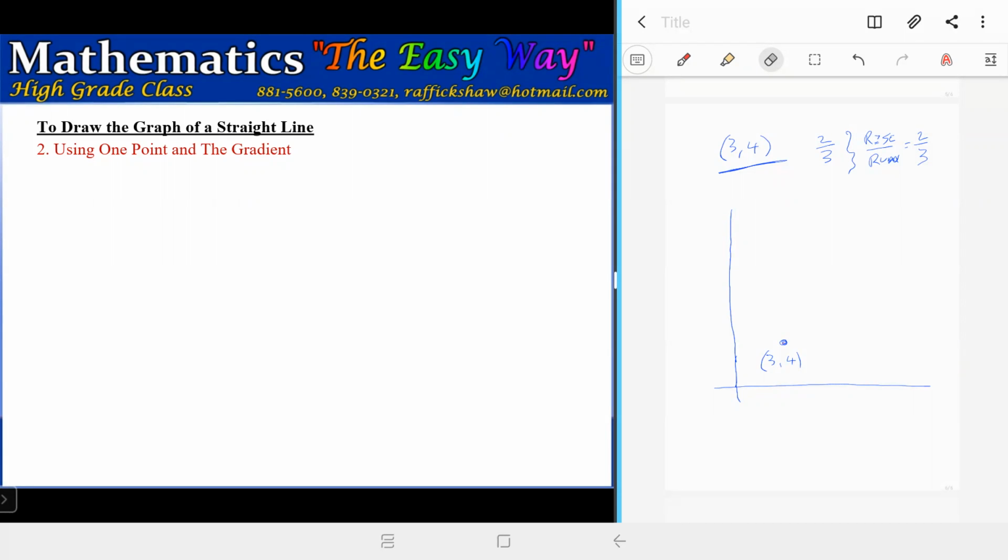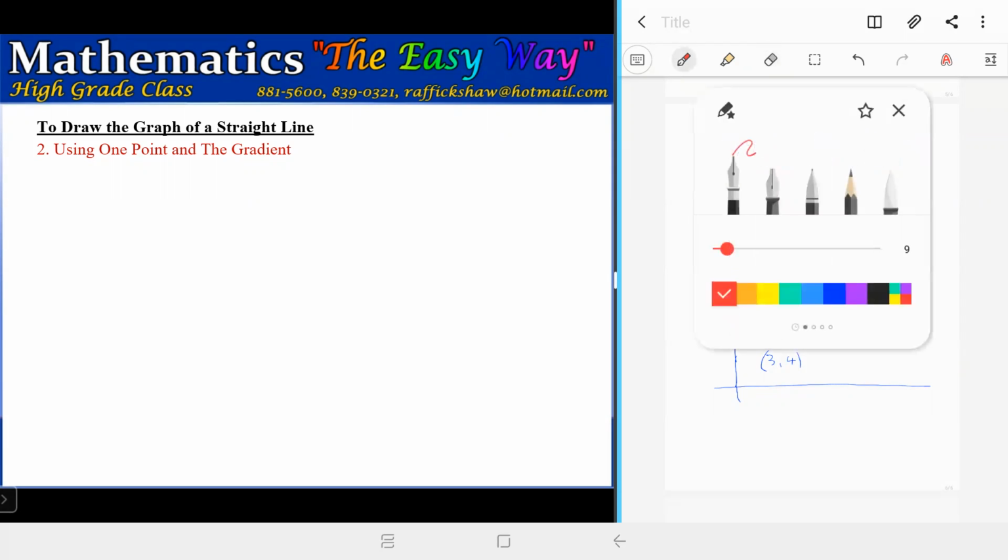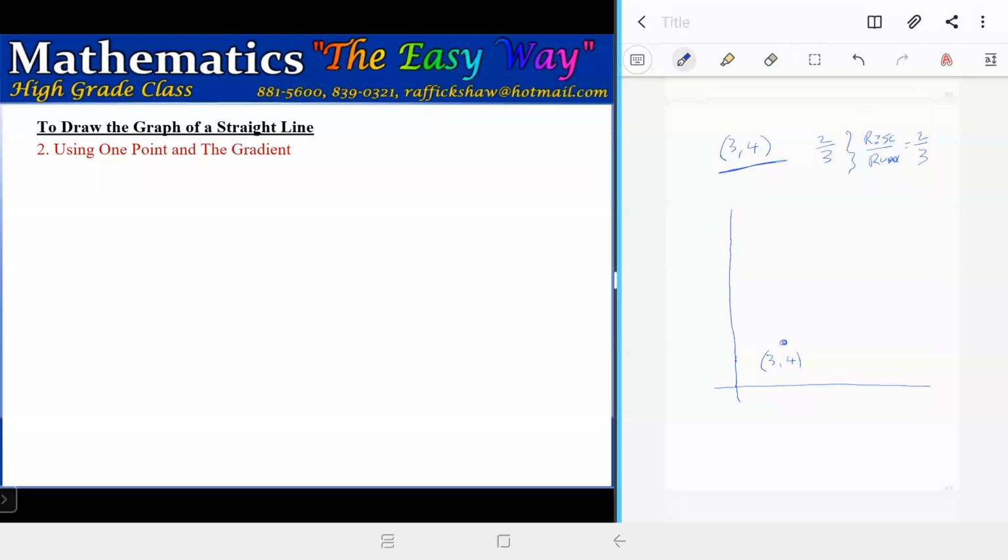All I'm saying is that I can draw this line. I can draw the line that passes through this point and has this gradient. And I can draw the line that passes through that point and that also has a gradient of 2 over 3. So 2 over 3 means rise 2, run 3, because gradient is rise over run.